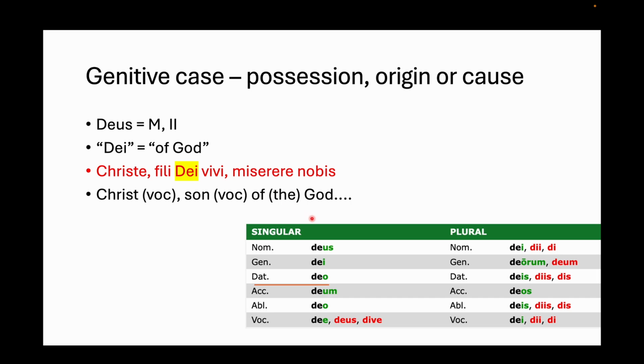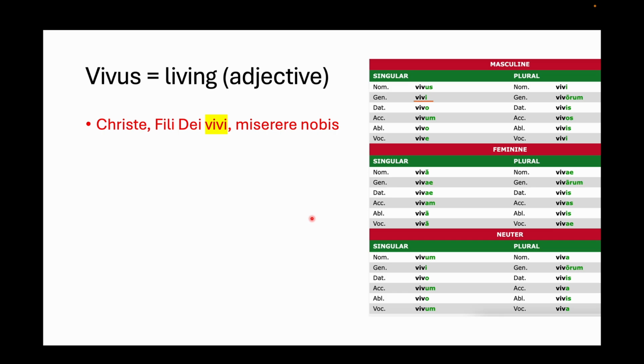Let's keep going, because now we've got to look at, we're not going to worry too much about miserere nobis, we're just going to note that that means have mercy on us. But let's have a look at vivi. What's vivi? It's an adjective, and it means living. So we know it must apply to one of the nouns in the sentence. So it must apply either to Christe, fili, or Dei. They're all nouns, right? Because word order is flexible in Latin, you can't automatically assume that just because it's next to a noun, it applies to that noun.